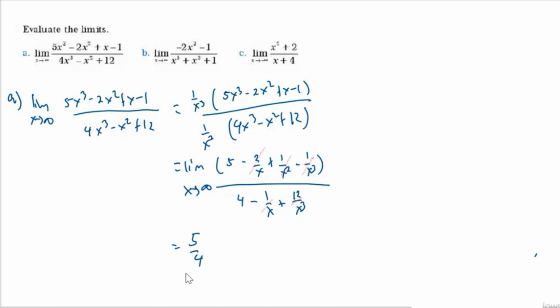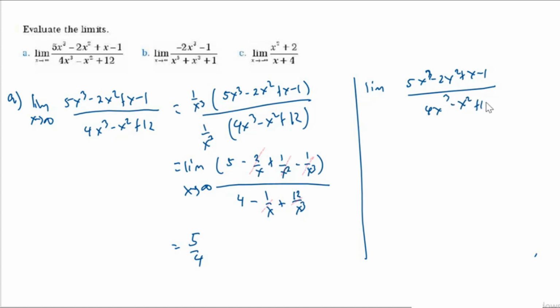Okay, another solution for that, aside from multiplying by 1 over x cubed, is that we are going to factor out the highest exponent. So this is what I'm trying to say. We have the limit of 5x cubed minus 2x squared plus x minus 1 all over 4x cubed minus x squared plus 12 as x approaches infinity.